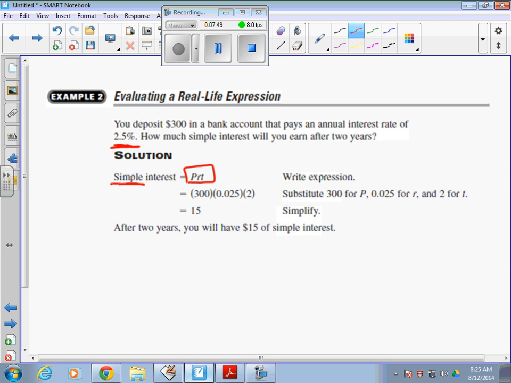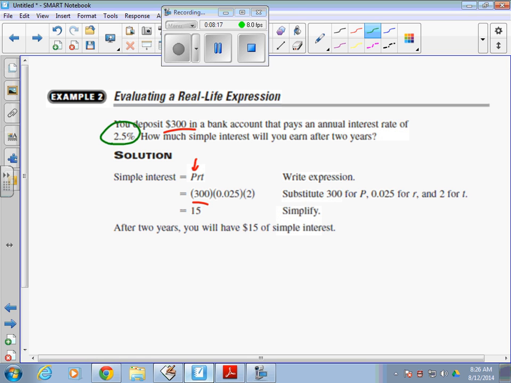Notice all 3 of those letters are next to each other. You may or may not have seen this in junior high before. PRT, it just means principal times rate times time. Your principal is what you go ahead and put in to the bank. Your principal is $300. That goes in place of P. So to evaluate that is to plug in $300, and you can see right below it in place of P. Then it says an annual interest rate. The R is next. The rate is 2.5%.